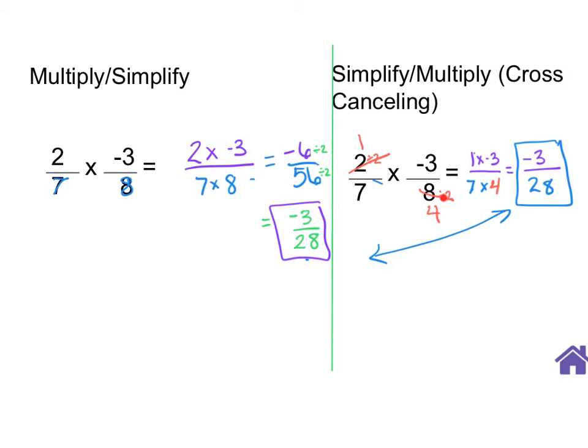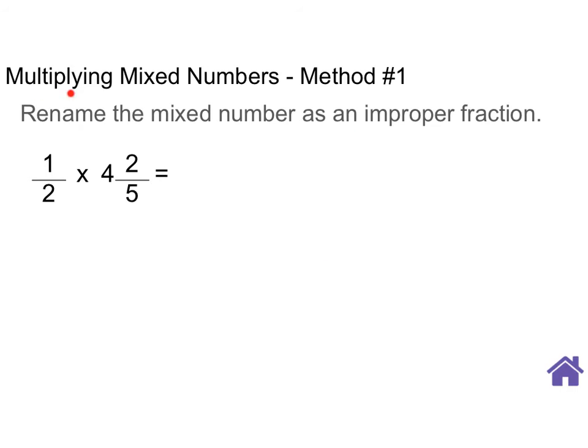So I simplified first. And we call that cross-canceling. Now we're going to go over multiplying mixed numbers. This is the first method. So the first method is that you rename the mixed number, so the 4 2/5, as an improper fraction. So let's go ahead and do that.